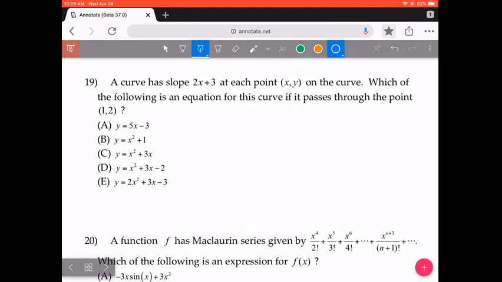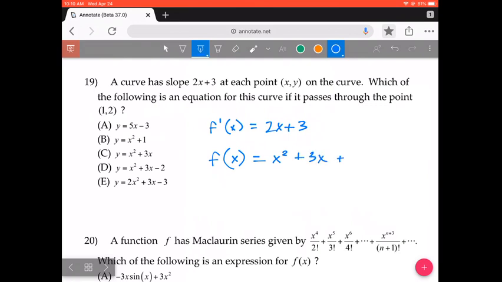For number 19, this question gives us the slope of some curve, and the slope is 2x plus 3 everywhere. So I already know that f prime of x is going to be equal to 2x plus 3 no matter what. It asks us which of the following is an equation of the curve if it passes through the point 1, 2. So we need to figure out what is the original function that passes through the coordinate 1, 2. So we need to take the antiderivative of 2x plus 3. That's going to be x squared plus 3x.